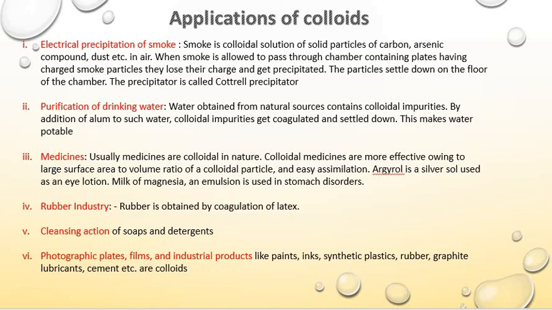Second application is in purification of drinking water. Water obtained from natural sources contains colloidal impurities, and by adding alum we remove the colloidal impurities by getting them precipitated or coagulated.